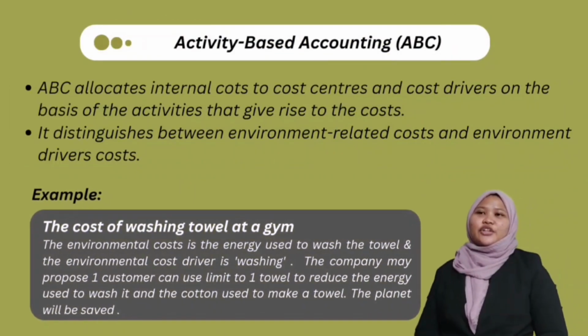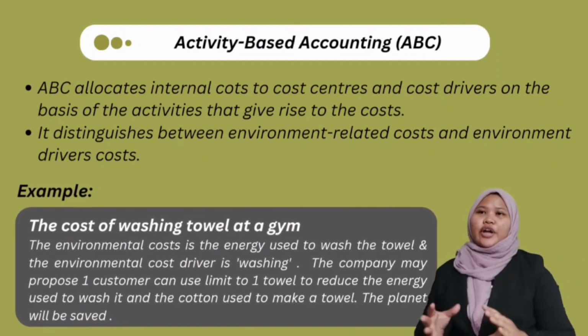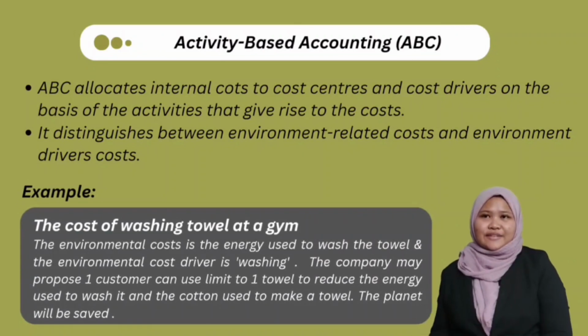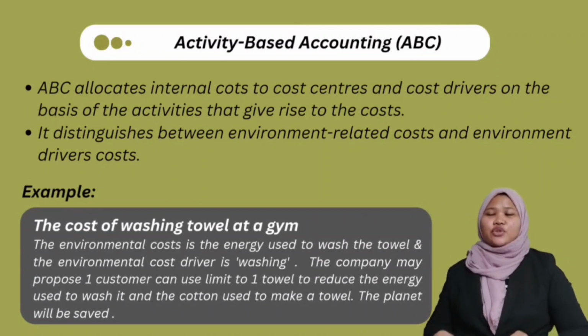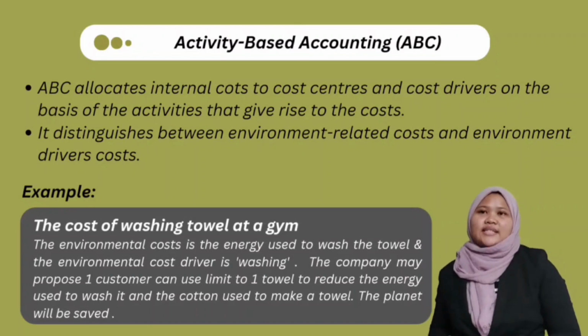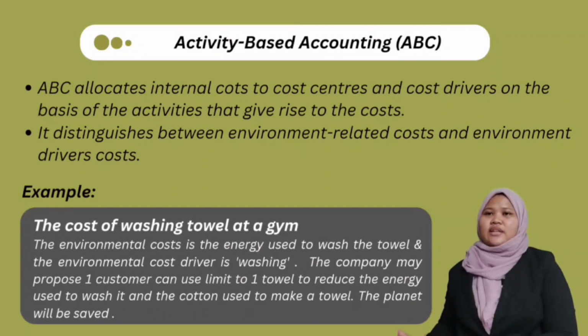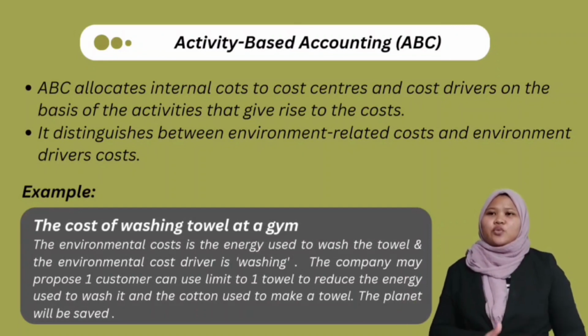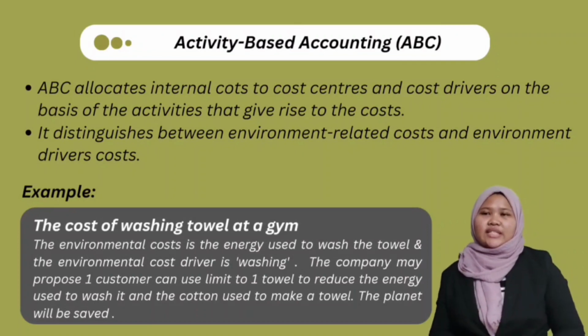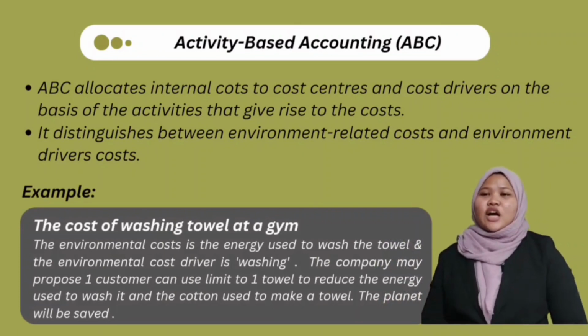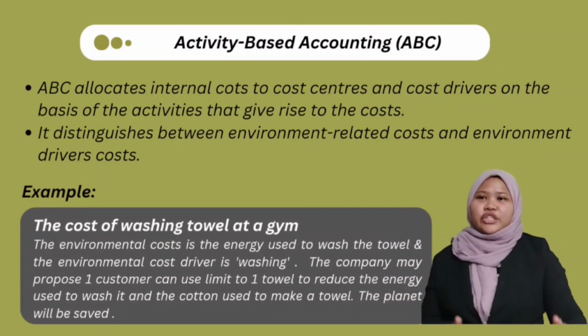Moving on, the third one is activity-based costing or ABC. ABC is the allocation of internal costs based on the specific activities that give rise to the cost. In the environmental context, this technique will distinguish between environmental related costs which can be attributed to joint cost centers such as incinerators and sewage plants, and environmental derived costs which tend to be hidden in general overheads such as depreciation and personnel salary.